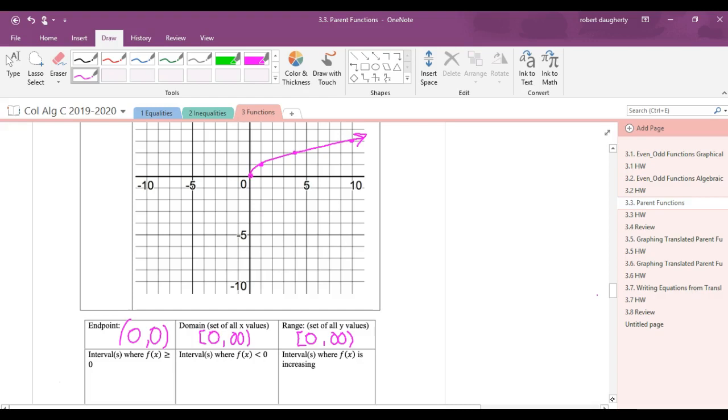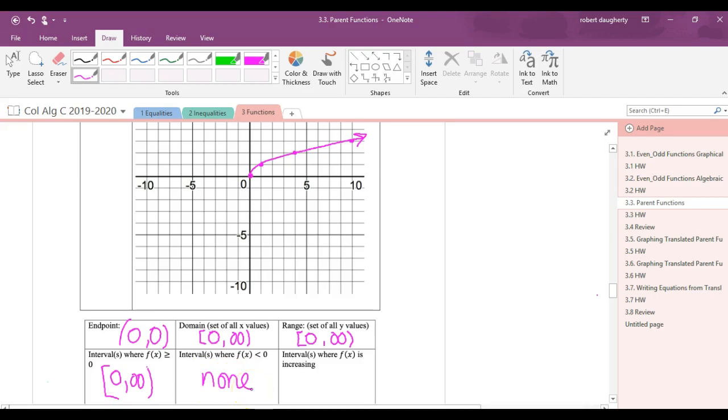Are there any values of this graph above the axis? No, I don't see them until I get to where? 0. So it is above the axis from 0 to infinity. That's where it's greater than or equal to 0. Where is it less than 0? As I travel from left to right, where is it below the axis? Nowhere.